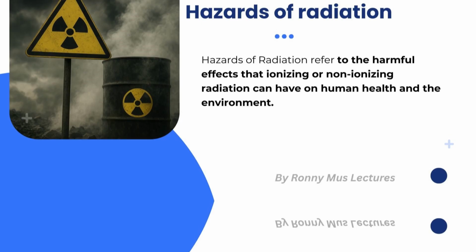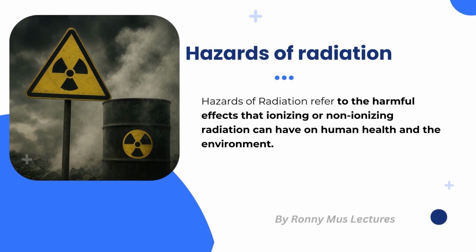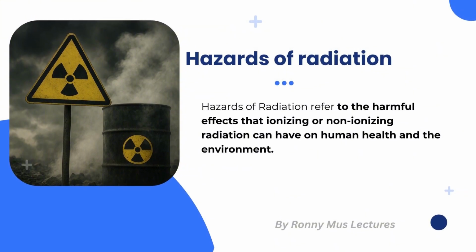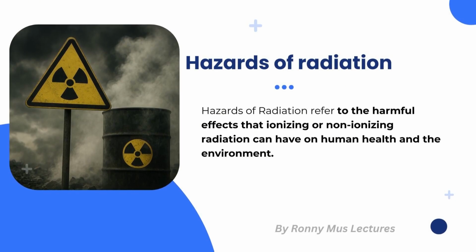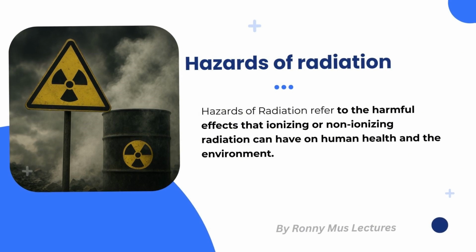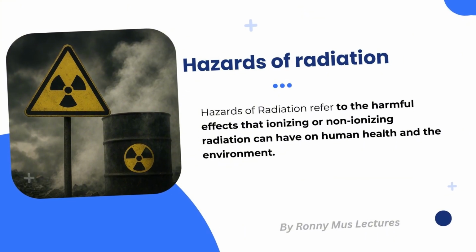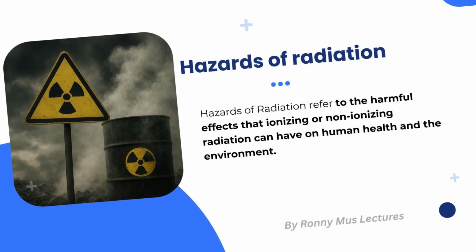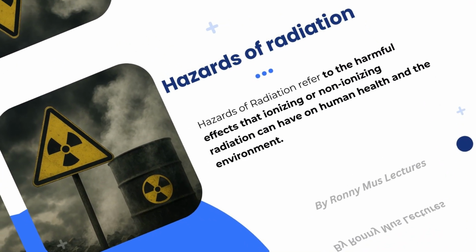Hazards of radiation refer to the harmful effects that ionizing or non-ionizing radiation can have on human health and the environment. Examples of ionizing radiation include gamma rays, X-rays, alpha particles, and beta particles. These ones have high energy. And then we also have examples of non-ionizing radiation, and these include radio waves, microwaves, infrared radiation, visible light, UV radiation. And these ones have lower energy.